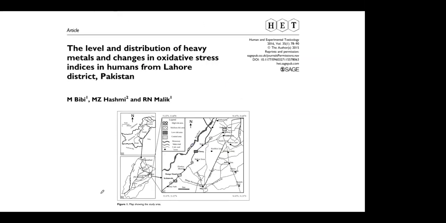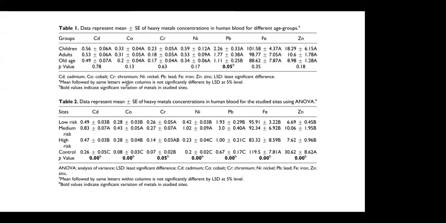Then we looked at some other heavy metals, the level and the distributions of the heavy metals and changes in oxidative stress indices in humans from Lahore district, same sites. You can see here that the analysis of variance showed that lead was significantly distributed among different age groups as compared to other heavy metals. However, the contamination of lead, zinc, chromium, and also cadmium was higher as compared to other heavy metals. This study was done in the blood samples.